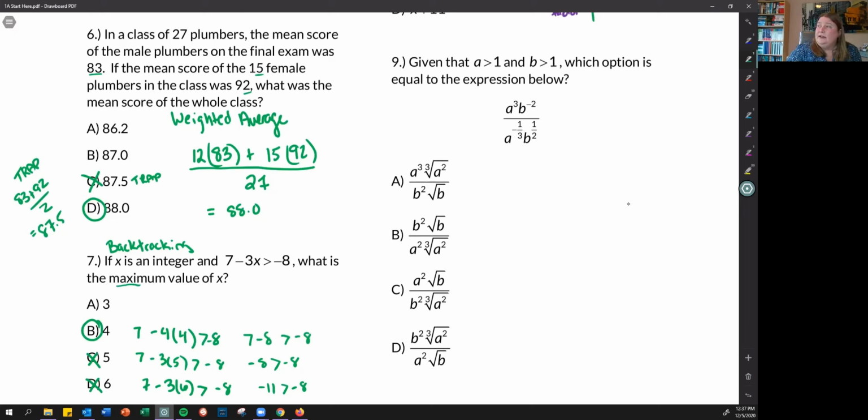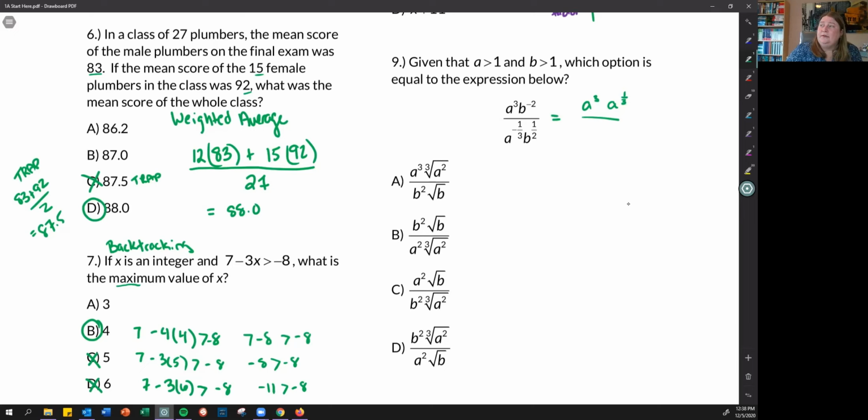So when I look at this, a to the third, the exponent is positive, so I'm going to leave it alone. But in the denominator, a to the negative 1/3, the exponent is negative, so I'm going to move it up. And when I move it up to the numerator, that negative 1/3 turned into a positive 1/3. I'm going to do the same thing with the b's.